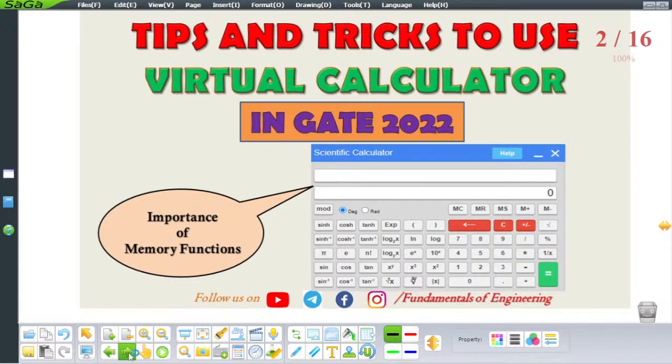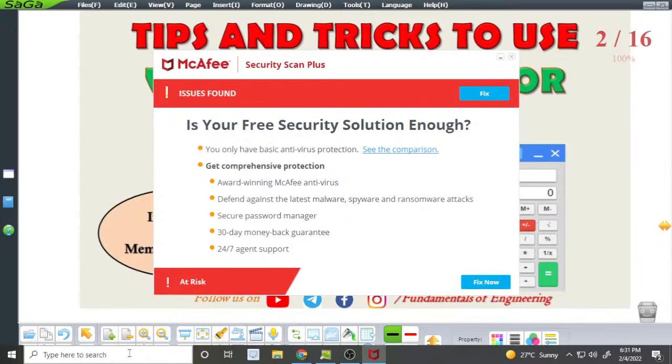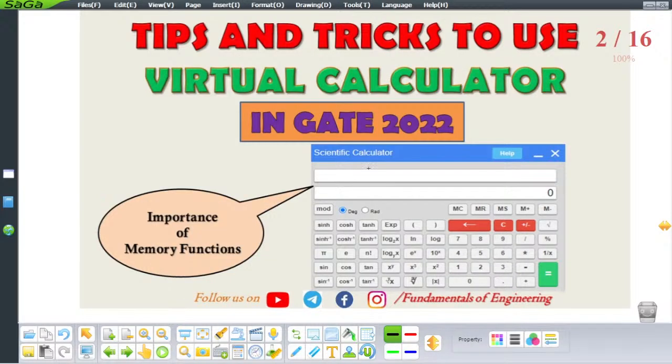There are some tricks and tips to use that virtual calculator, the 7 important tips that we are going to see in this lecture. So hope you are with me. We will start our session. These 7 important tips and tricks to use the virtual calculator will be beneficial for you to solve the questions in the GATE exam.